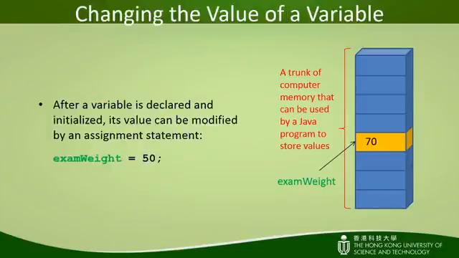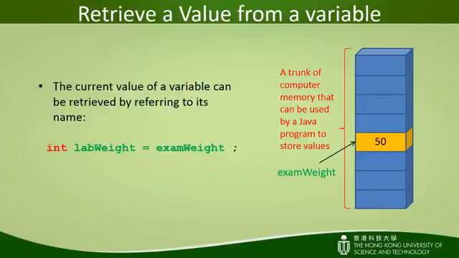After a variable is declared and initialized, its value can be modified by an assignment statement. The old value, in this case 70, would be permanently removed and replaced by the new value 50. One can retrieve the value of a variable by referring to its name. In this example, by referring to exam weight on the right-hand side of the equal sign, the value of exam weight is retrieved. The value is then assigned to lab weight, and the result will be stored in the memory cell allocated for lab weight.